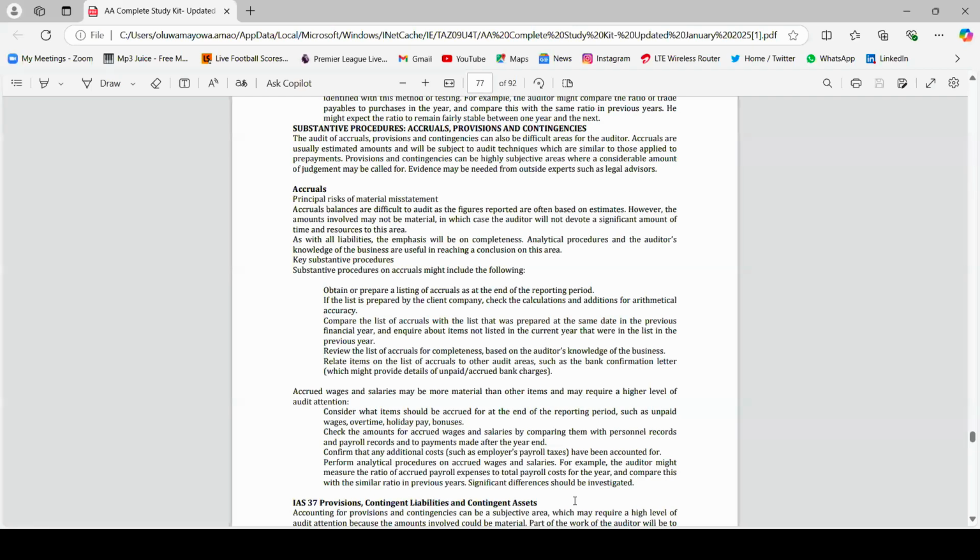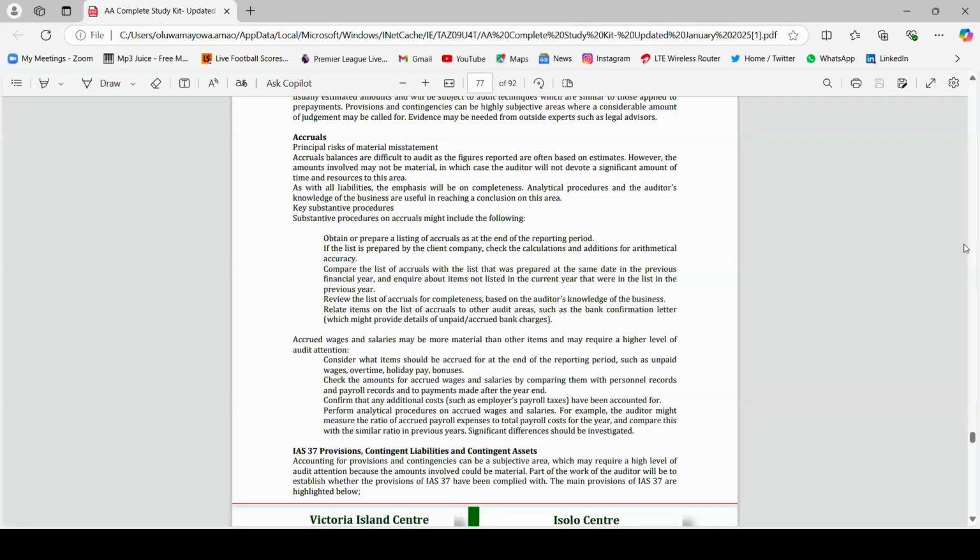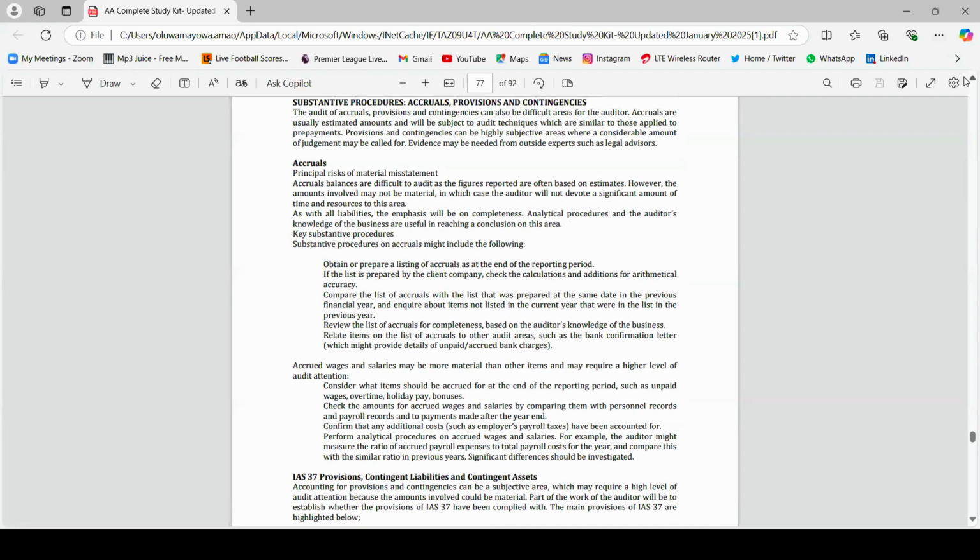Can anybody tell us what we mean by accruals? Forget what is in the text. Use your own words. Let me know whether we understand what we mean by accruals. Anybody wants to try? Hello, is anybody trying? Explain to me what you understand by accruals. Okay. Anyway, if nobody is trying, I believe we all understand what accruals are.